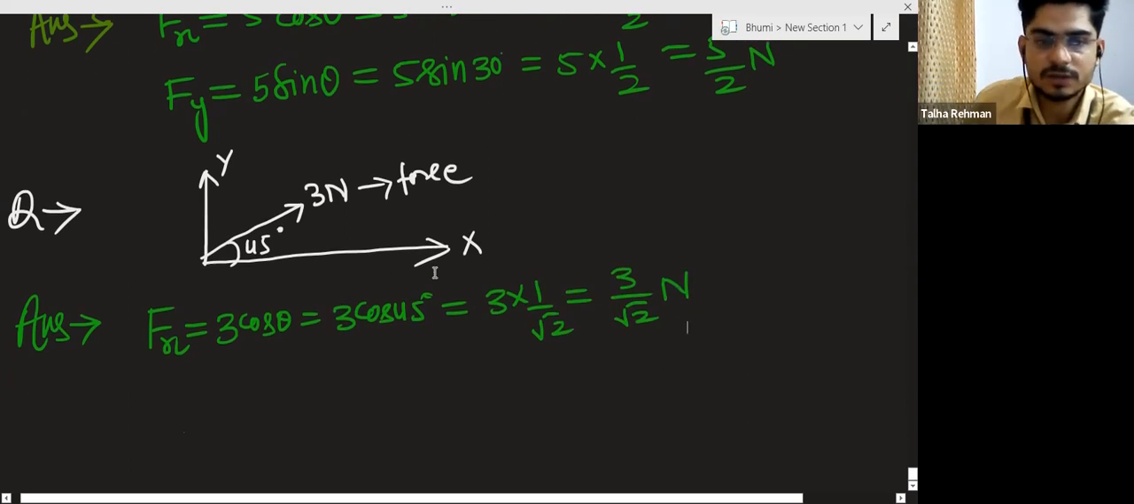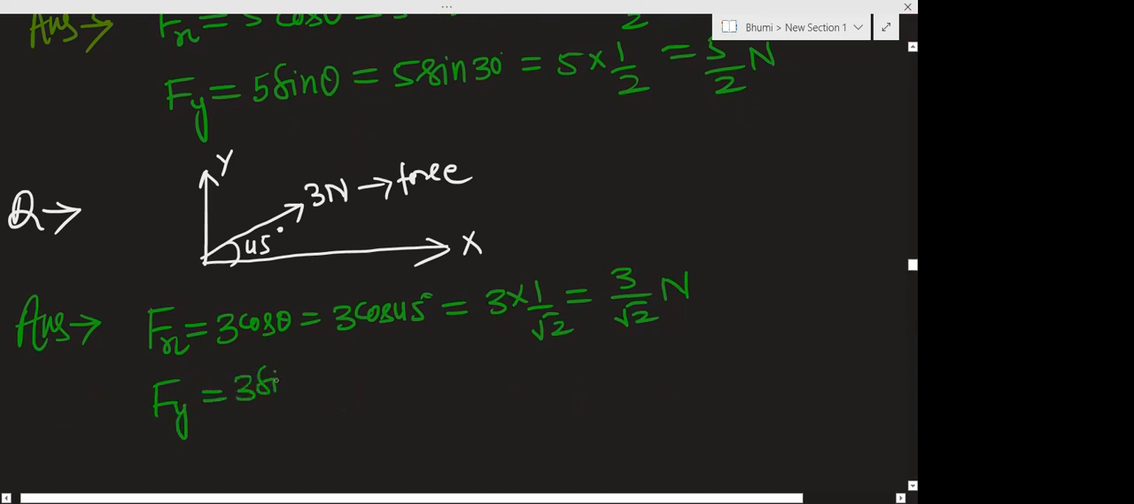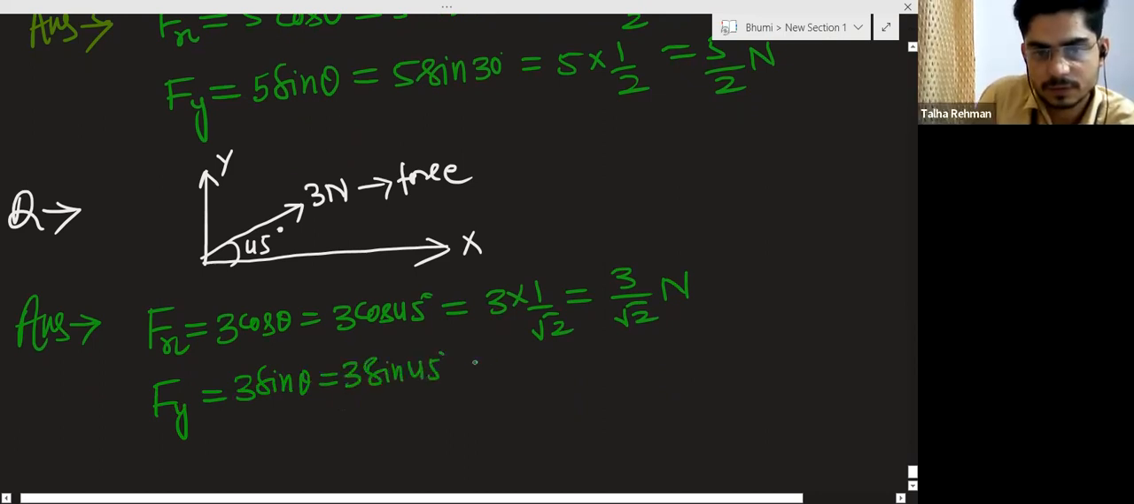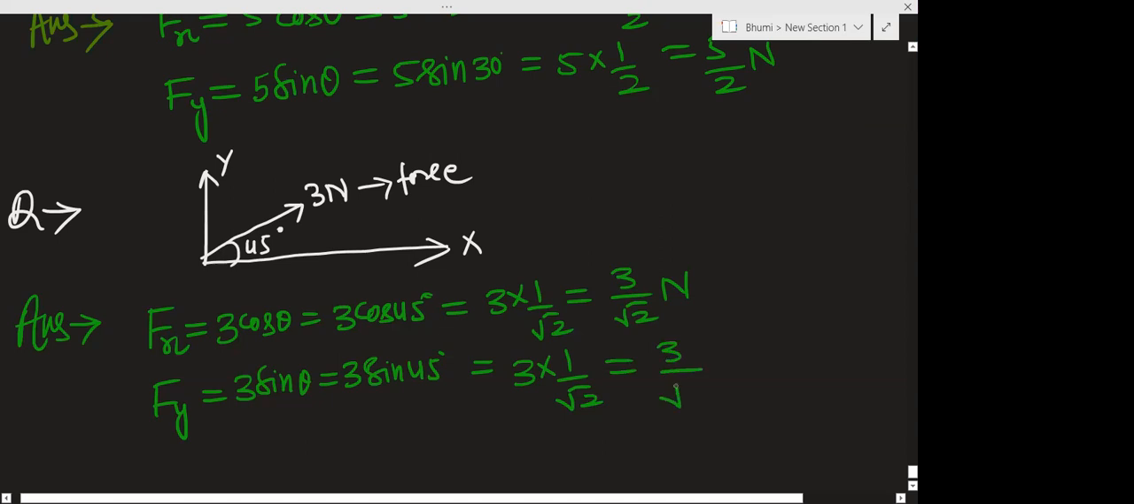And along y-axis, 3 sin theta. It's gonna be 3 sin theta. Yes, this will be 3 sin 45. And the value of sin 45 is again 1 by root 2. This will become 3 by root 2, the same.